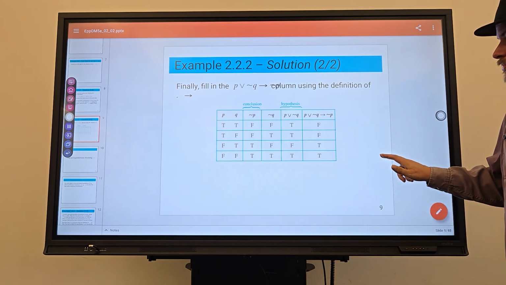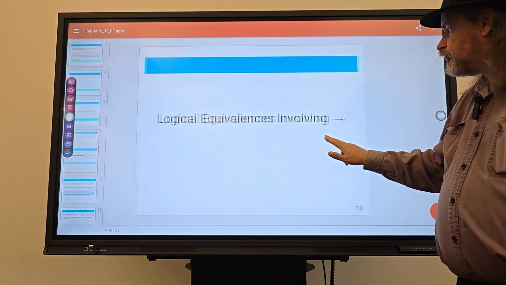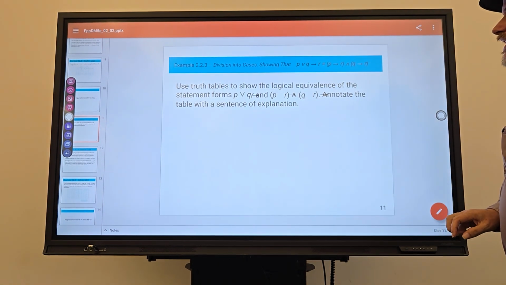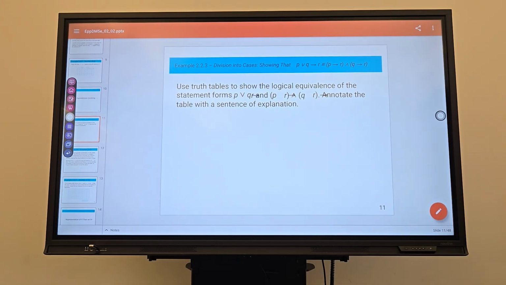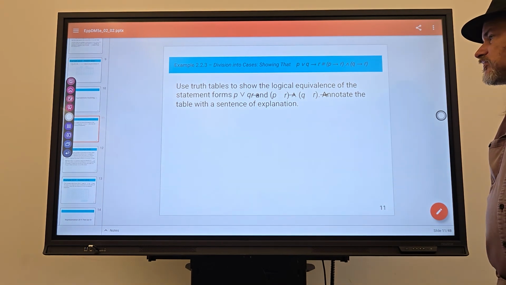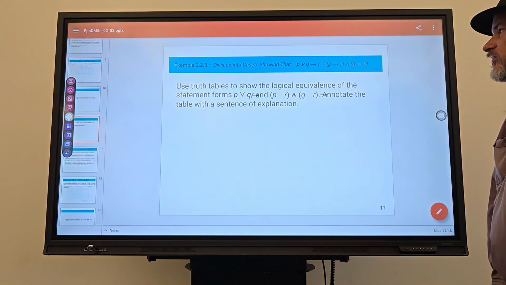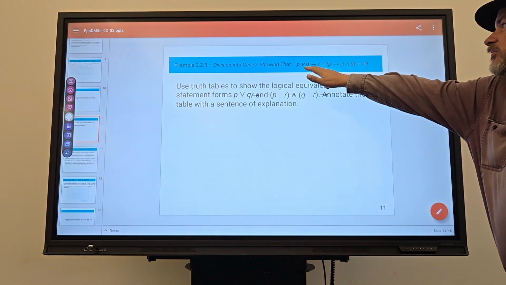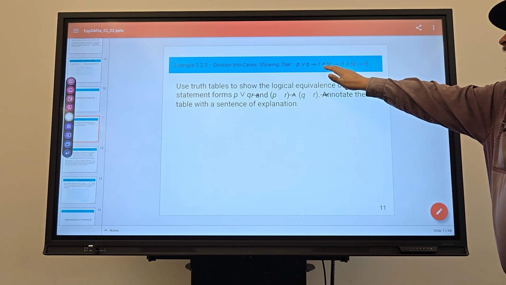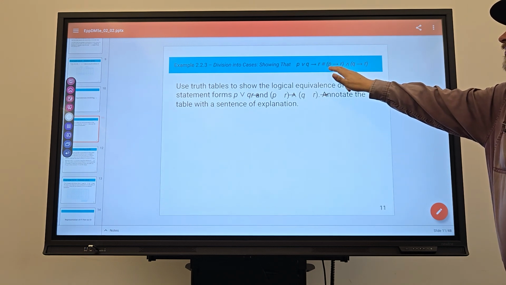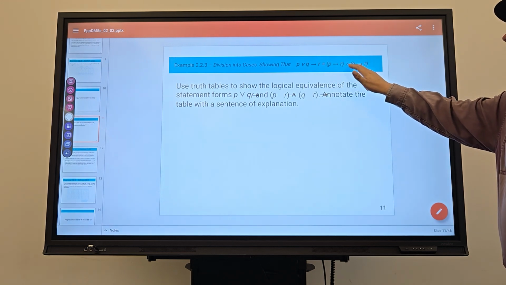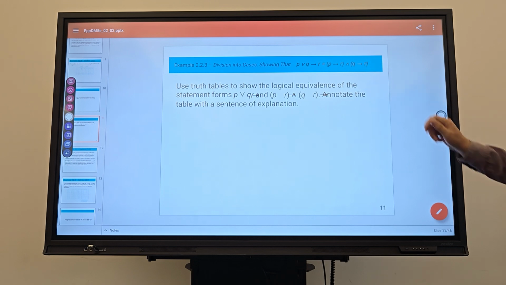So again, this one kind of got screwed up by the program running the PowerPoint presentation. Use truth tables to show the logical equivalence of the statement forms P or Q implies R, and P implies R and Q implies R.